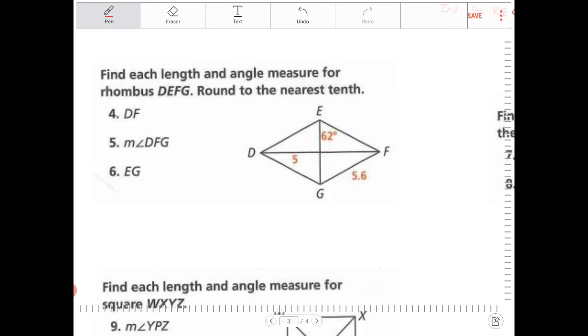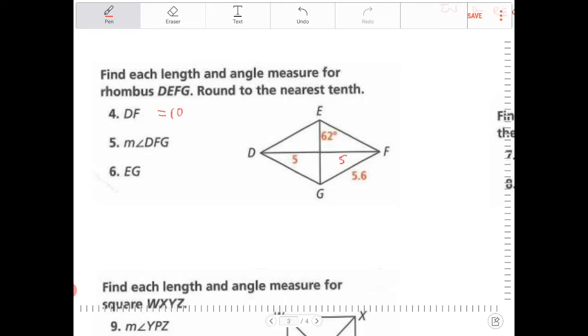Find each length and angle measure for rhombus DEFG, rounding to the nearest tenth. DEFG is a rhombus, and we're asked to find out what DF is. So DF is the diagonal. If half the diagonal is 5, DF therefore must be 10, because this part here is 5.